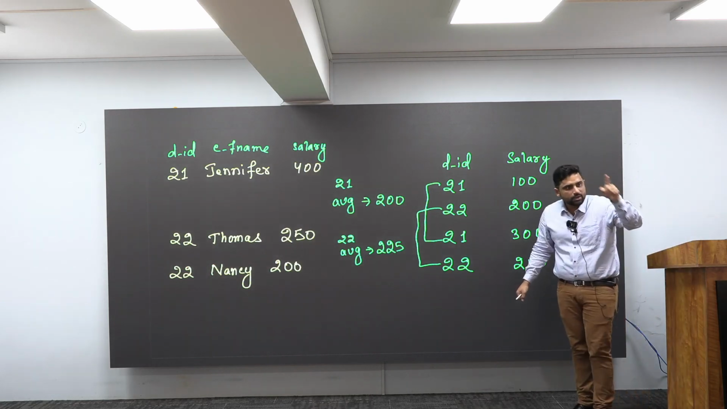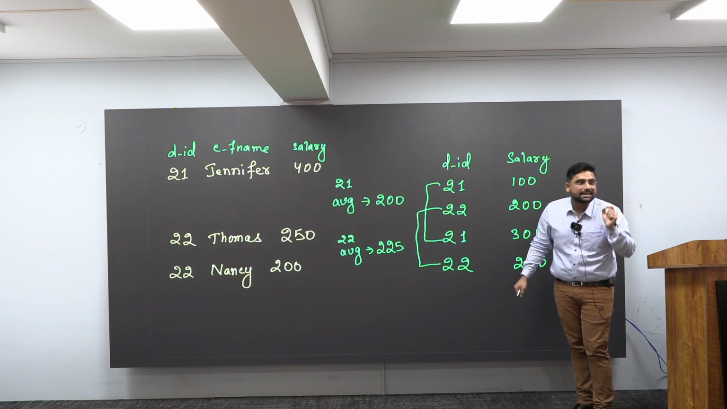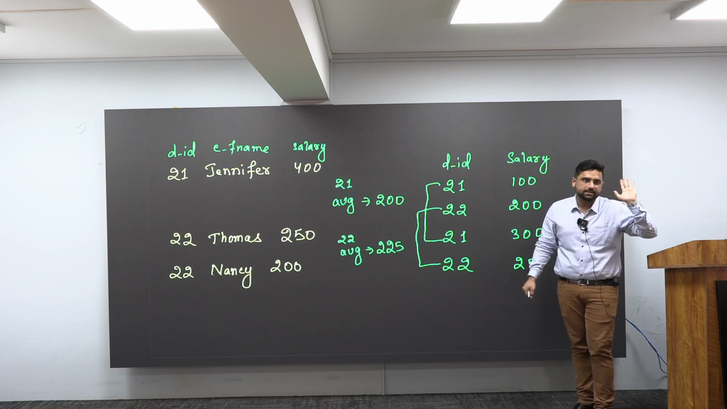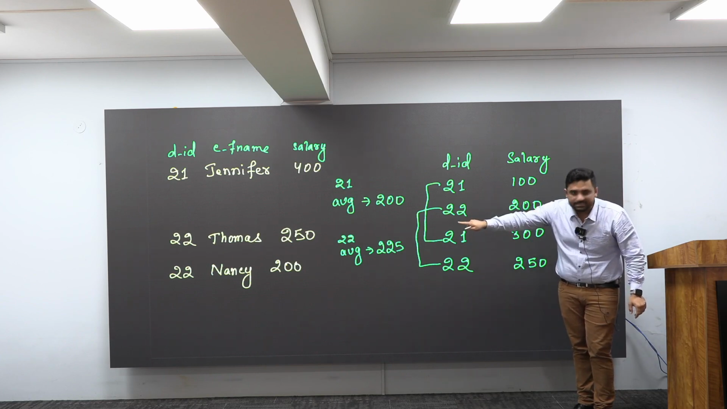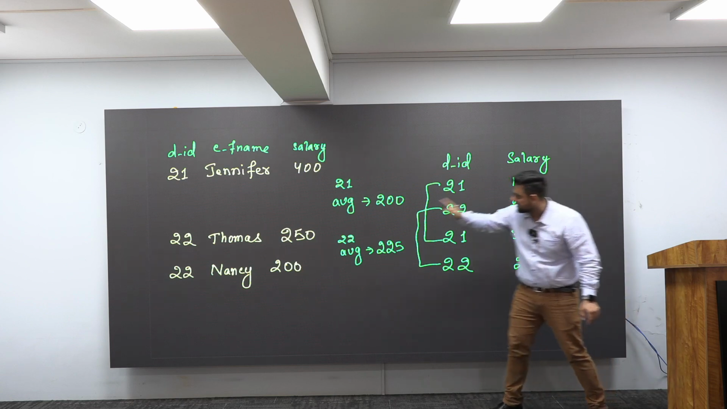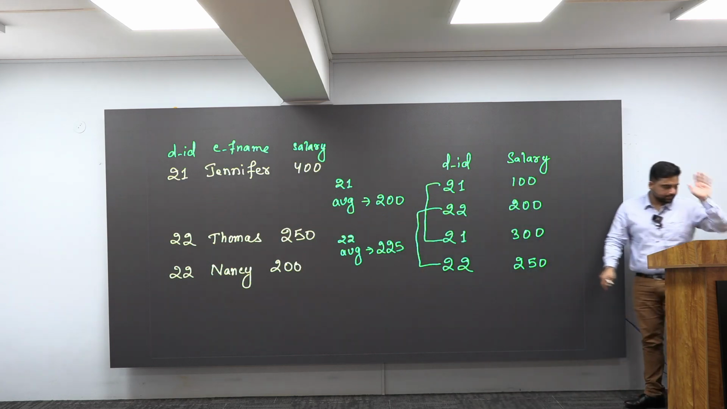Understood? You also have to think about this. We should only take such employees whose salary is greater than the average salary of their department. So here we should not take Nancy, because Nancy's salary is less than the average salary of her department. So we have to eliminate Nancy.